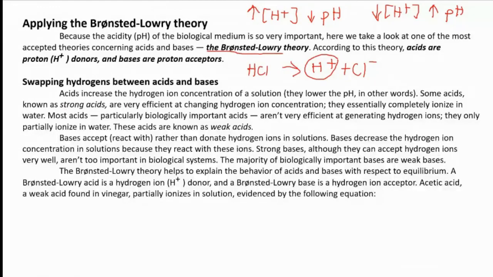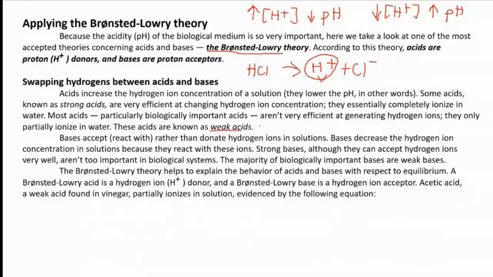Some acids, known as strong acids, are very efficient at changing hydrogen ion concentration. So, they essentially completely ionize in water. Most acids, particularly the biologically important acids, aren't very efficient at generating hydrogen ions, so they only partially ionize in water. Kasi kapag strong acids yung mga nasa body natin, masyadong bababa yung pH natin. So kailangan, this biologically important acid only partially generate hydrogen ions para ma-maintain natin yung physiological pH natin sa body. They are known as weak acids.